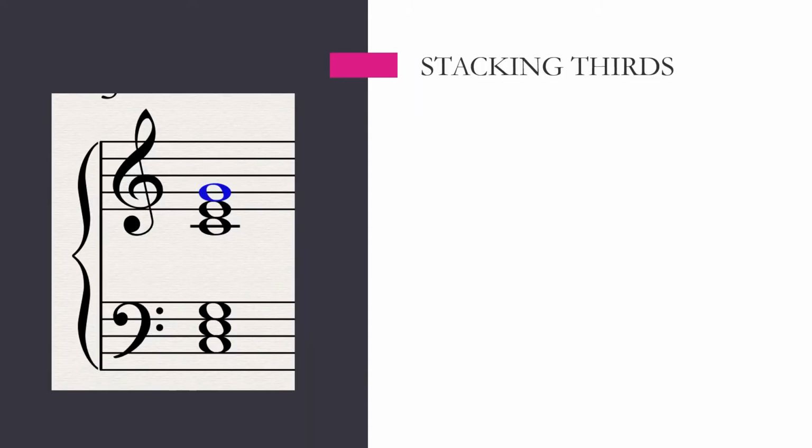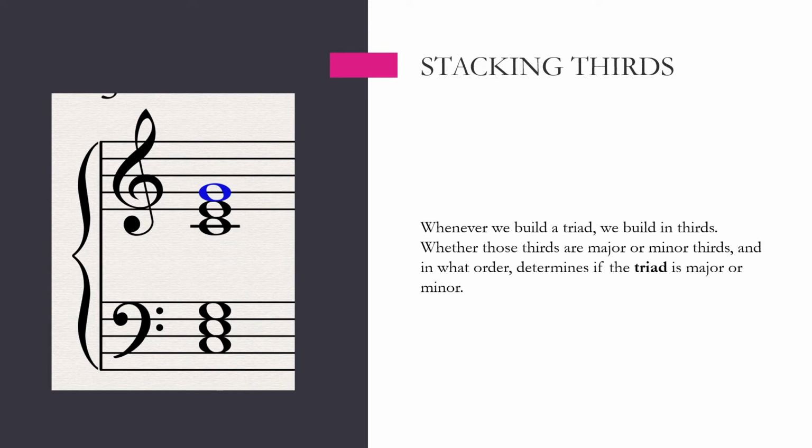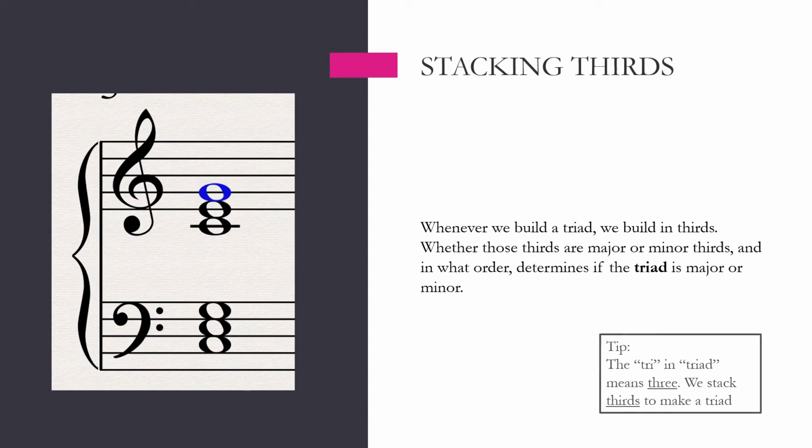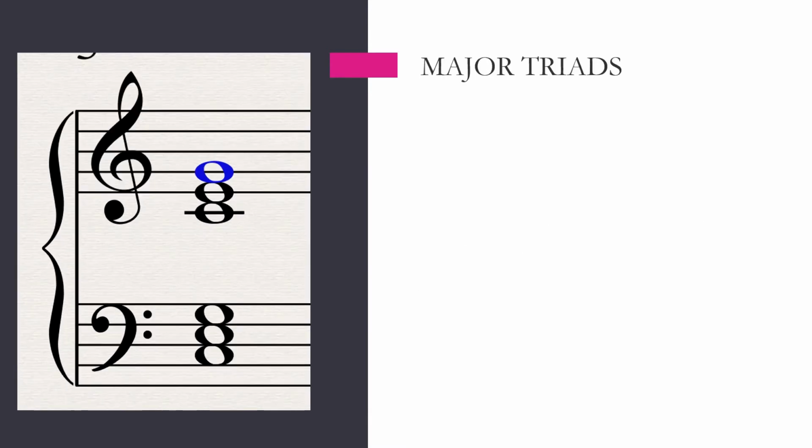A triad is just a stack of thirds, two thirds stacked directly on top of each other. Whether those thirds individually are major or minor determines if our triad is major or minor. Quick tip though, the tri, just like in triangle, means 3. So we stack thirds, therefore we get a triad. Just if you need to remember what exactly a triad specifically is, just a little quick tip there for you. So we have our two thirds stacked on top of each other.